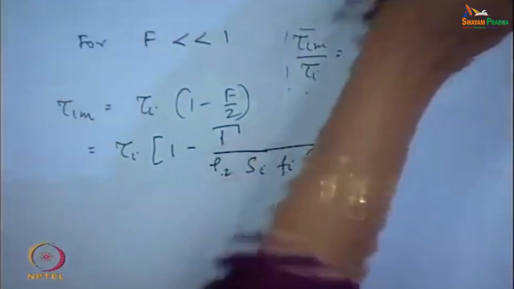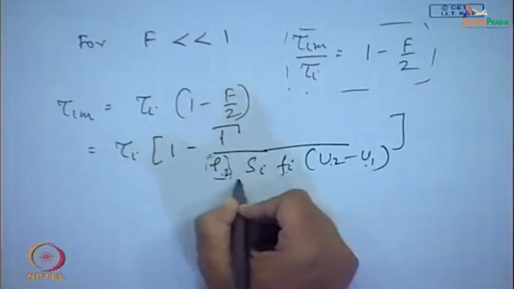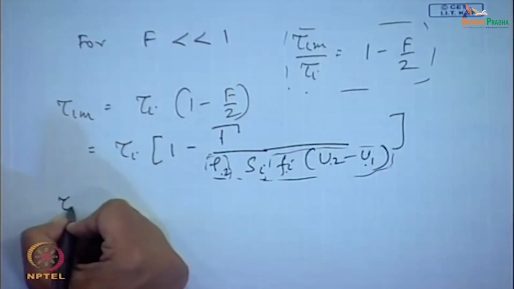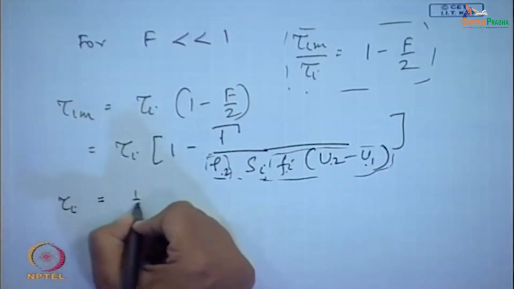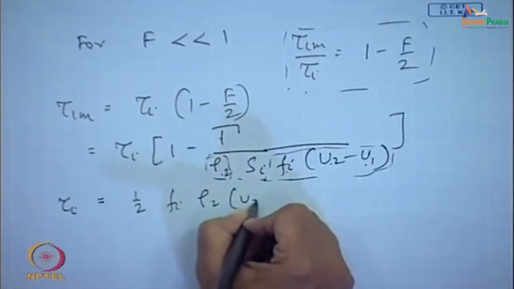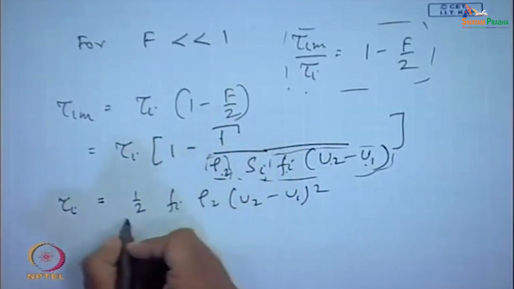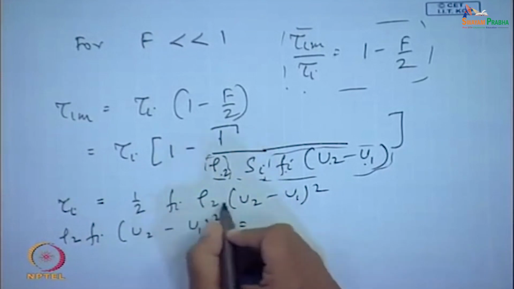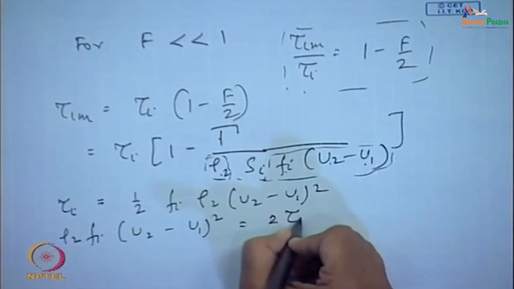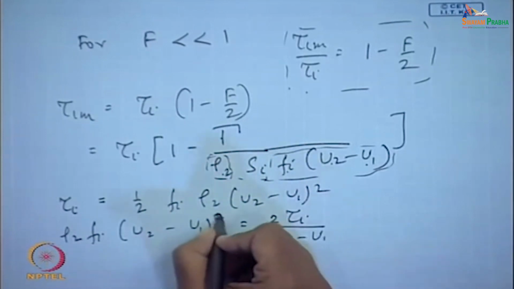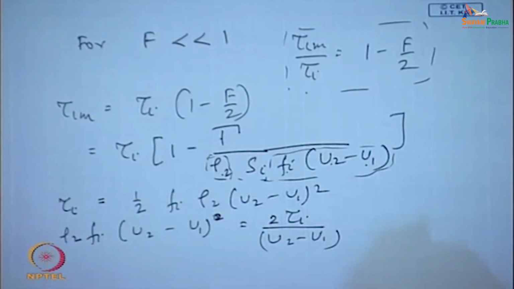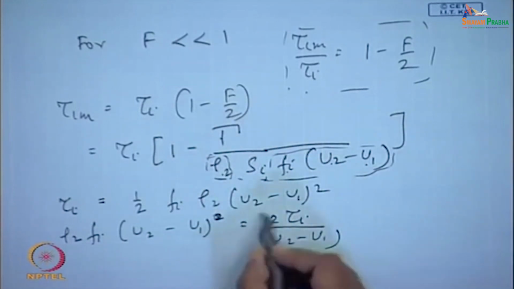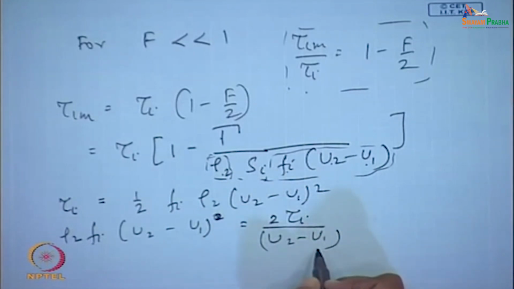So, therefore, what can I do if I consider this rho 2 f I into u 2 minus u 1. We had already defined tau I as half f I rho 2 into u 2 minus u 1 square. So, this part becomes 2 tau I by u 2 minus u 1, yes or no? So, instead of this particular term, I can substitute it with 2 tau I into u 2 minus u 1. Can I do this?